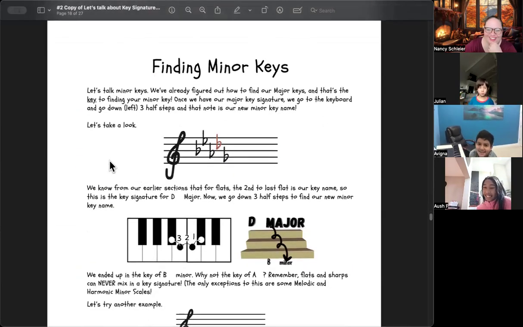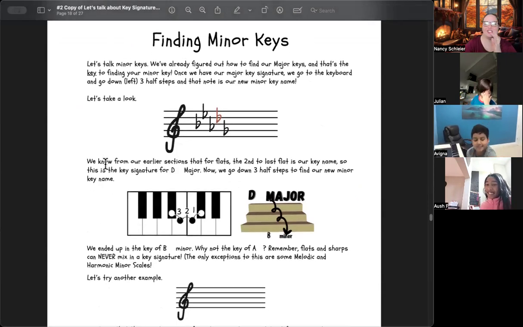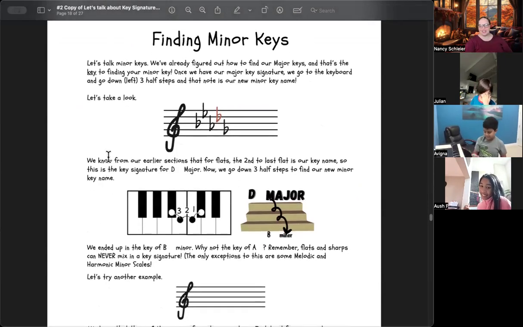Okay. All right. So, minor keys. Now that we know how to find our sharps and our flats and our two exceptions, what are the two exceptions? Who remembers? Julian, what are the two exceptions?